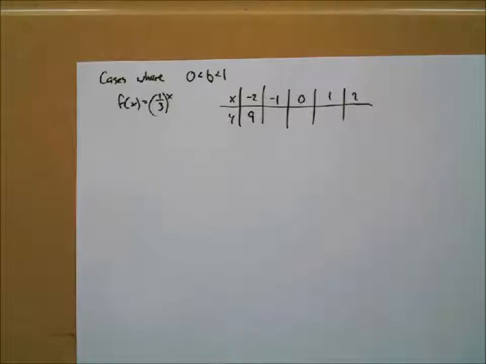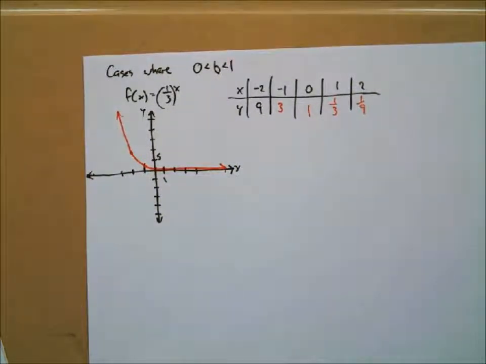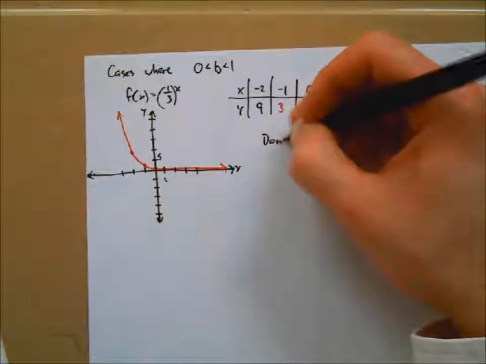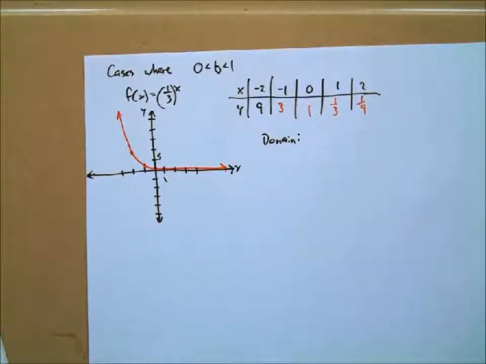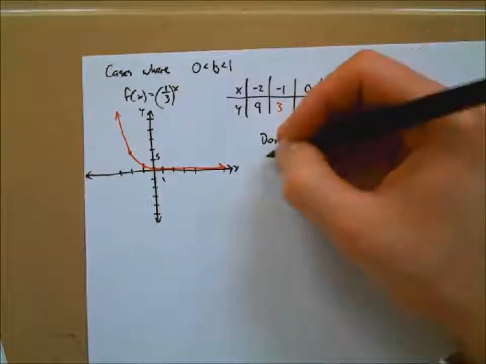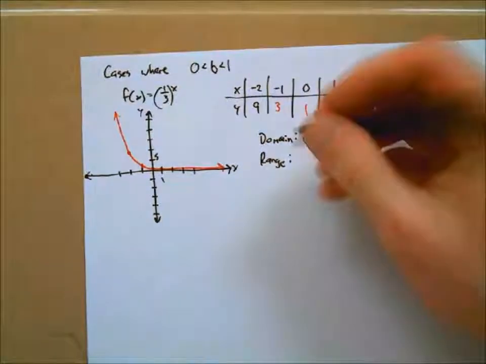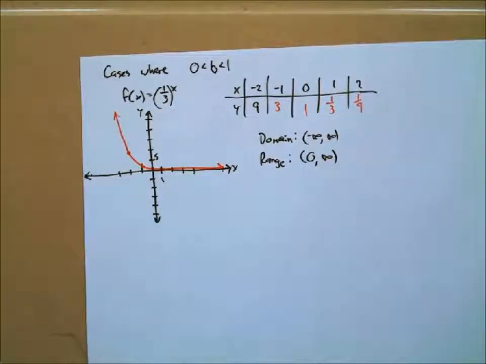Okay. Should look something like that. What's the domain of this graph? All real numbers again, negative infinity to infinity. Okay, what's the range of this graph? 0 to infinity again.